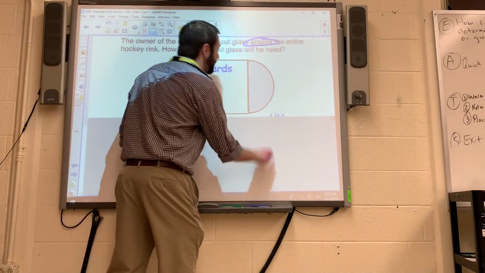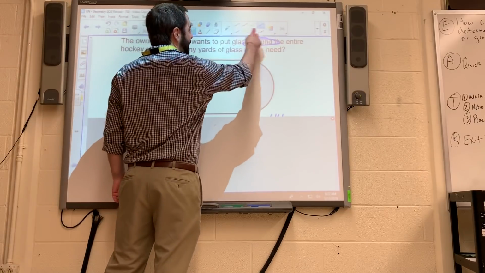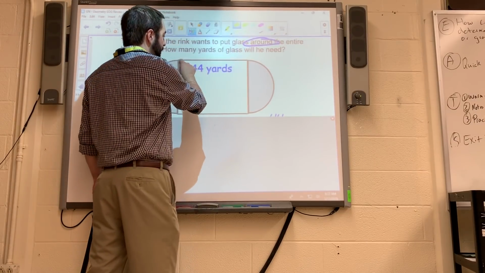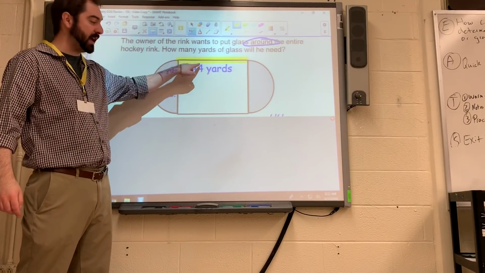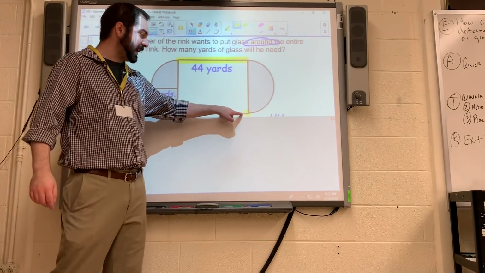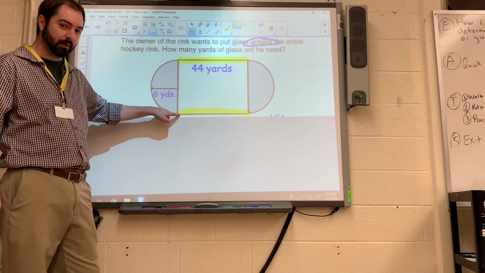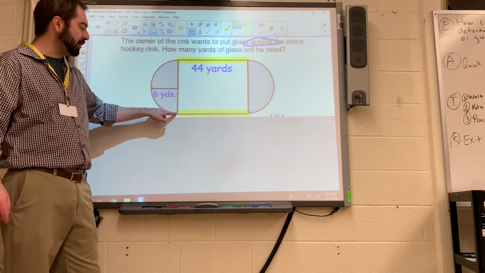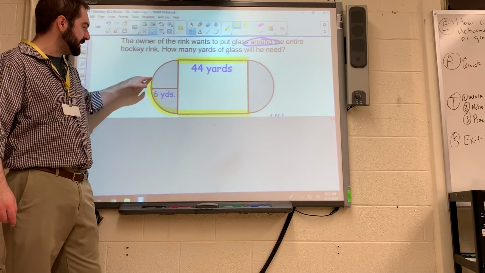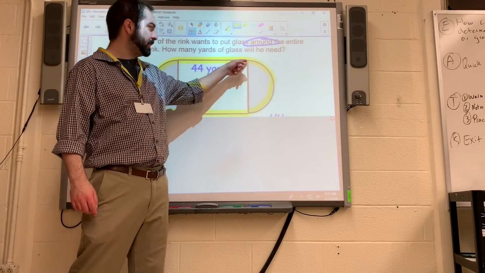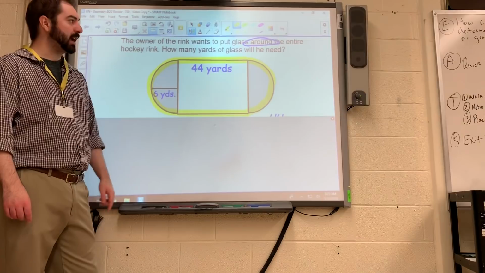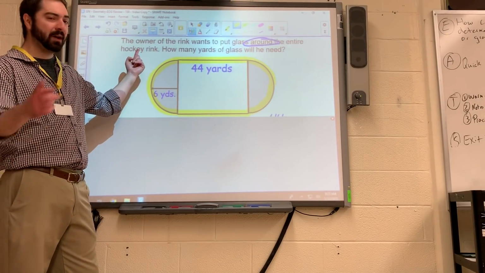And the first thing I'm going to do is highlight just the stuff that goes around. So if they wanted to replace that glass right there, that means they need 44 yards of glass. Well, down here, that's the same dimension, so they need another 44 yards of glass. But the only part I really need to calculate is the distance around these curves. And don't get tricked up by these lines. These lines are on the inside, but again, they only want to recover the outside of the glass.